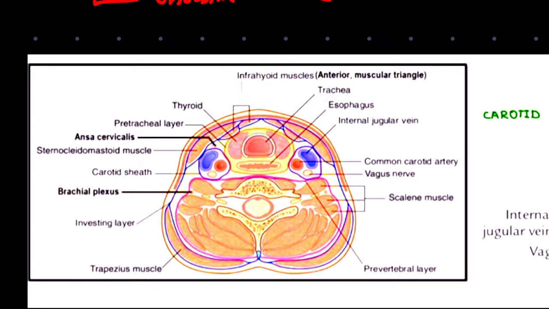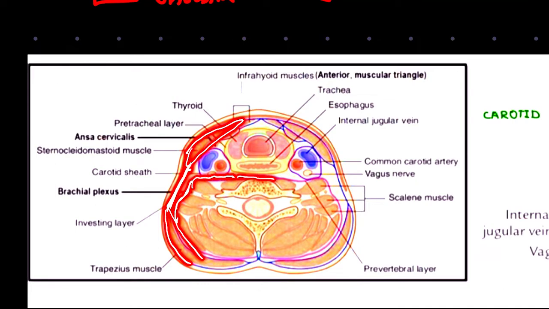In the floor of the posterior triangle we will find the brachial plexus. If you recall what we discussed earlier, this is the sternocleidomastoid muscle, this is the trapezius muscle, and the superficial investing layer forms the roof of our posterior triangle, right? Now, talking about the roof, we said that it is made by our investing layer, but the floor is formed by the pre-vertebral fascia.